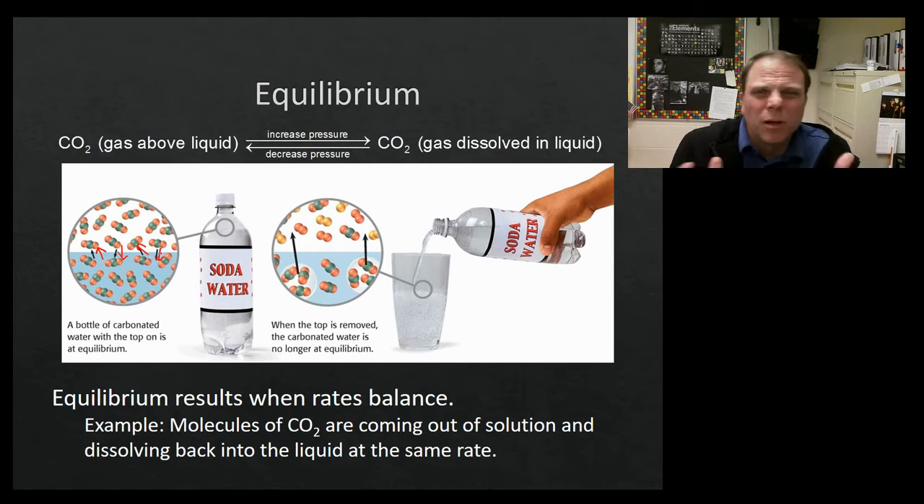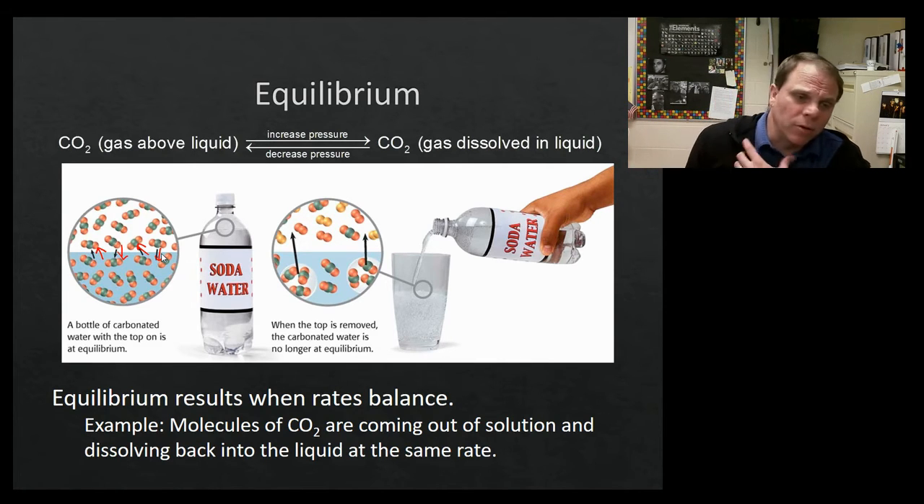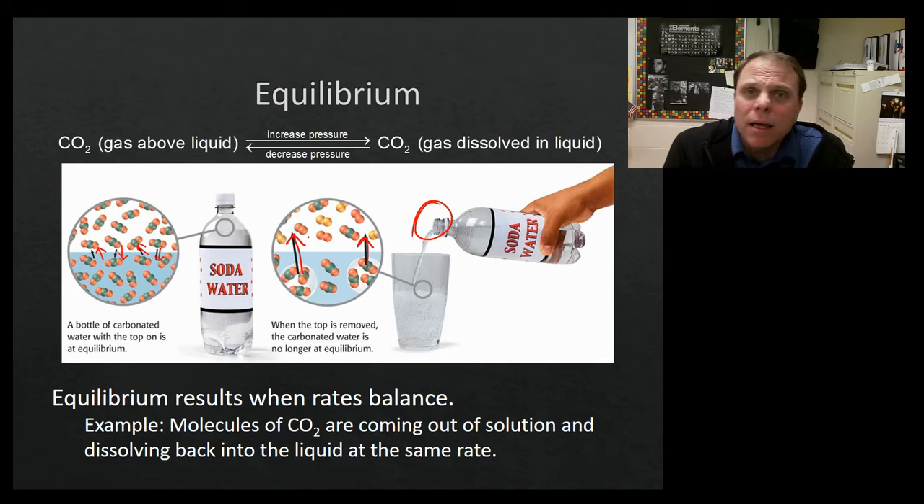So I've reached equilibrium. They're just kind of showing that by the arrows there. Carbon dioxide going out, carbon dioxide coming in, forming an equilibrium. But in this case, when I open the cap, then I've got more going out than going in. And so now I no longer have equilibrium.